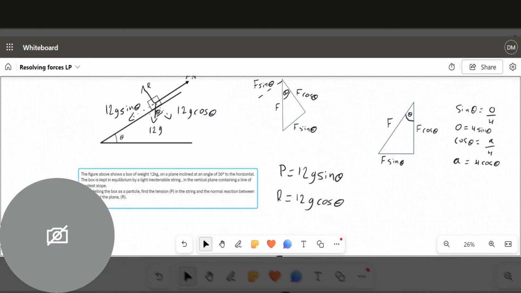I just realised this question actually gave you the angle, yeah? It gave you 30 degrees. So that's fine now. We can just stick 30 degrees in here and then use your calculator to work out the value of 12 times G times sine 30, and that'll be your final answer. Okay.